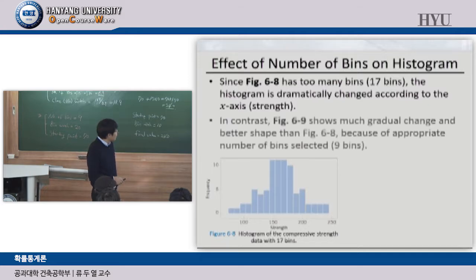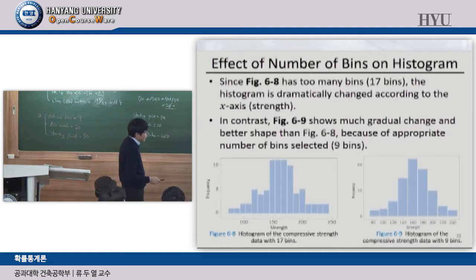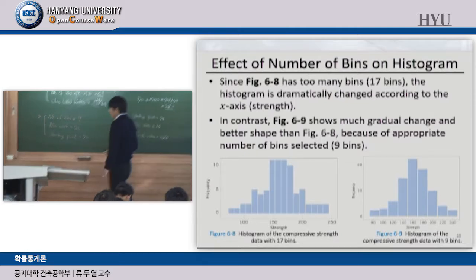But in contrast, figure 6-9 shows much more gradual change, as you can see. This figure shows a much more gradual change and a better shape, which means that the shape of the distribution is closer to the shape of the normal distribution than the previous figure 6-8, because of the appropriate number of bins selected, that is 9.